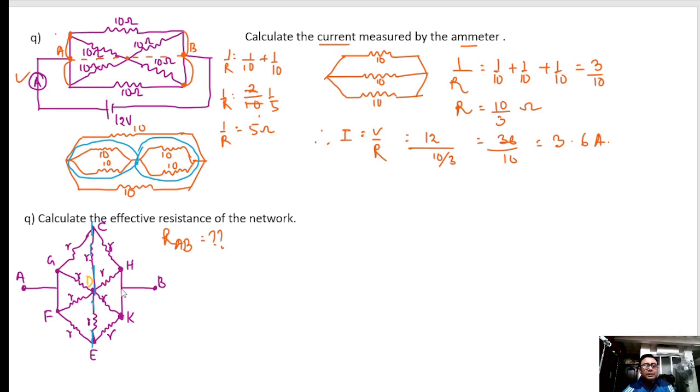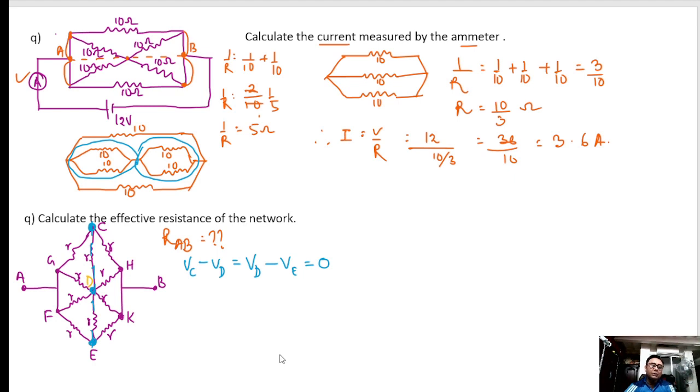all the points, isn't it giving a mirror image? It's a mirror image. So as I told you, all the points lying on this mirror image line will have the same potential. That means I can write VC minus VD equal to VD minus VE will give you 0, will be 0 voltage.